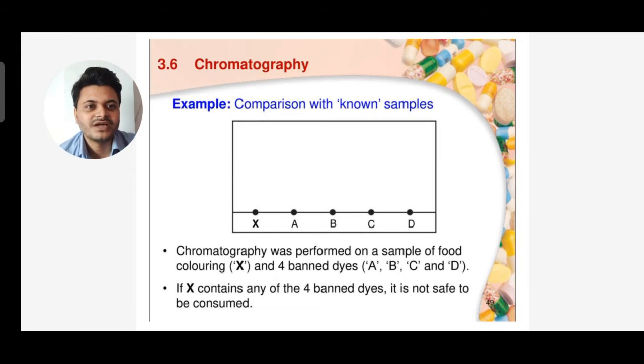Chromatography was performed on a food sample, or a sample of food coloring, and four banned dyes A, B and D were taken. If X contains any of the four banned dyes, it is not safe to consume. So we can conclude that if X contains any of the four bands, then it is not safe to consume.